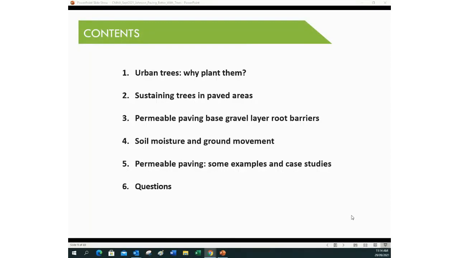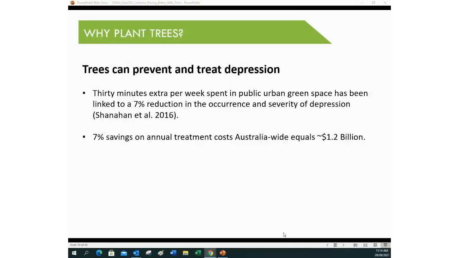We're also going to have a very brief look at soil moisture and ground movement effects beneath permeable paving, and then whiz through a few quick case studies where permeable paving has been used very effectively. Following that, time for some questions. So why would we even bother planting trees?